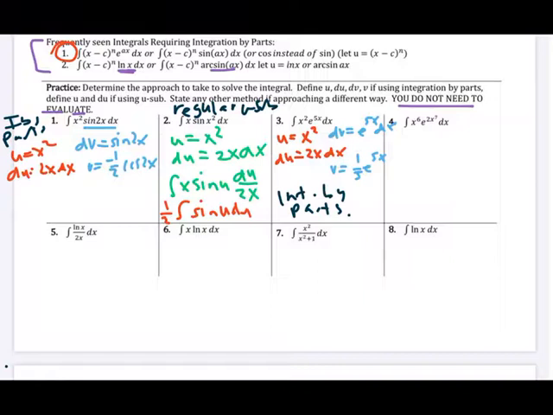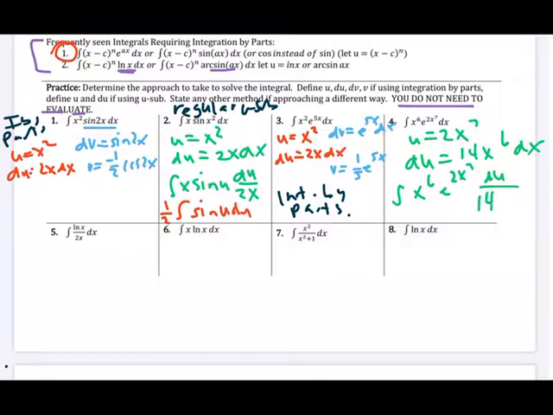Don't be fooled on number 4. On number 4, it looks like this could be an integration by parts problem, but always check regular U substitution first. If we let u equal 2x to the 7th, then du would be 14x to the 6th, which means we could rewrite this x to the 6th e to the 2x to the 7th times du over 14x to the 6th. So my x to the 6th would divide out, and then we could just integrate this. So number 4 could be done using regular U substitution.